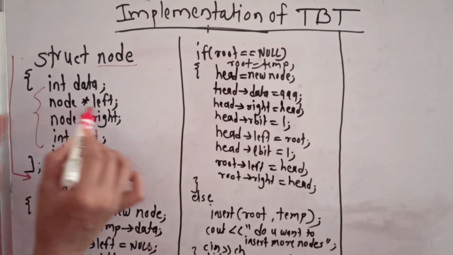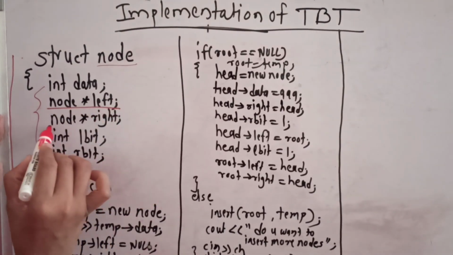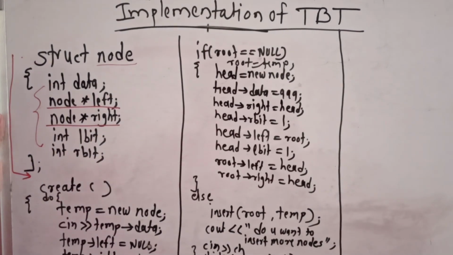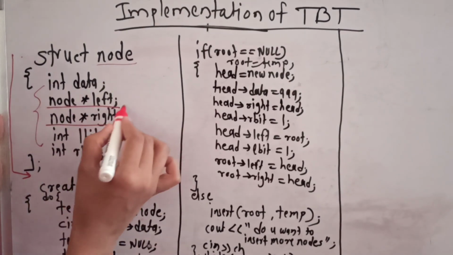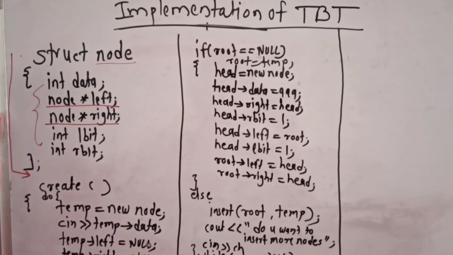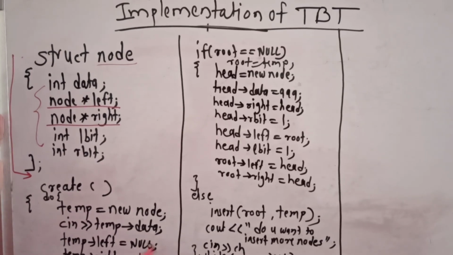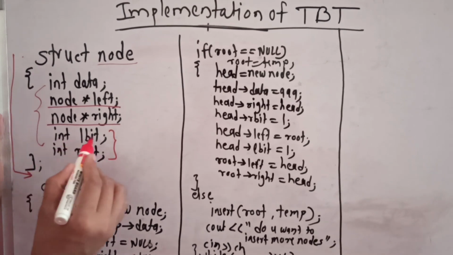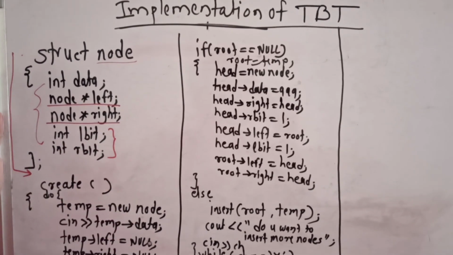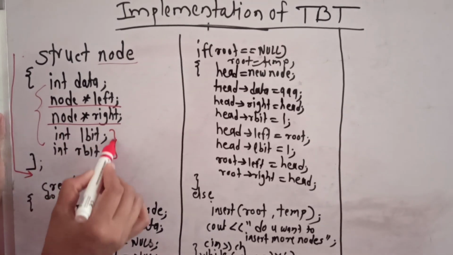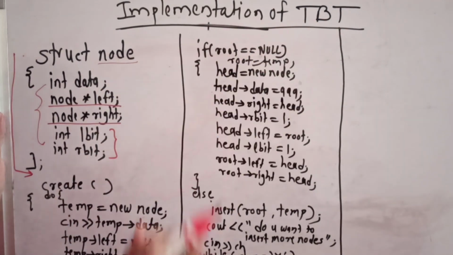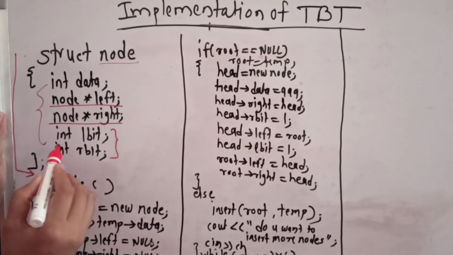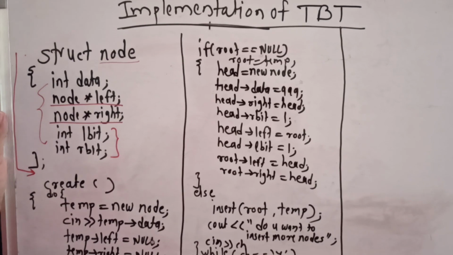Then there are the 2 actual pointer fields, node pointer left and node pointer right. These 3 fields are exactly similar to the linked list representation of a binary tree, and 2 more extra fields we are going to add here, that is the integer L bit field and the integer R bit field. These are the 2 extra fields we add in the TBT, and the type is integer.